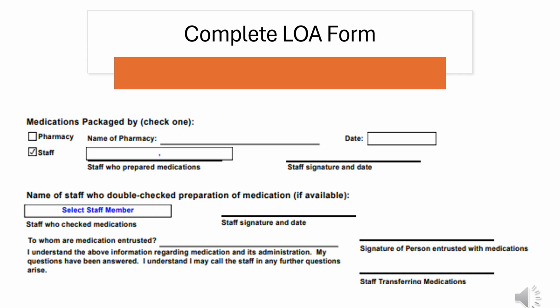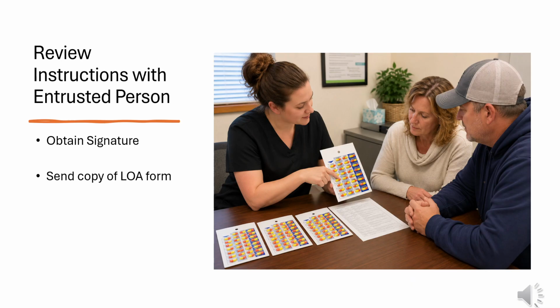Record the name of the individual receiving the medications and obtain their signature acknowledging receipt. This may be a parent, guardian, family member, or another person responsible for medication administration during the LOA. Before the individual leaves, review all medication instructions with the person accepting responsibility. Explain administration times, special instructions, and any monitoring requirements. Encourage them to ask questions and ensure they understand the information provided.